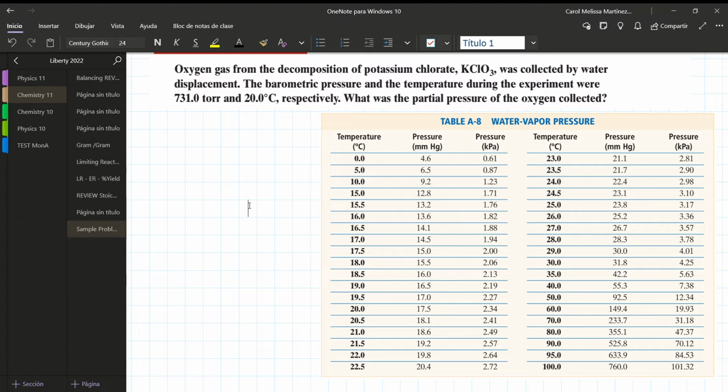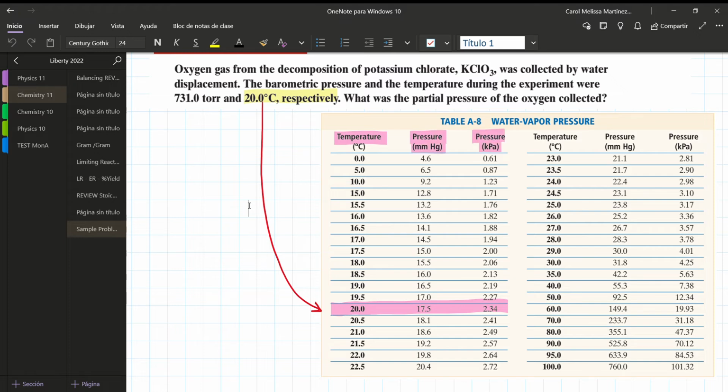Okay, now what do we need to know? They are giving me a temperature of 20 degrees. Okay, with this 20 degrees we're gonna be able to use this table. So, you're going to look for 20 degrees in that table, which is right here. Okay, and from this you're going to get information. You can see that this table gives you temperature, pressure in millimeters of mercury, and pressure in kilopascals.